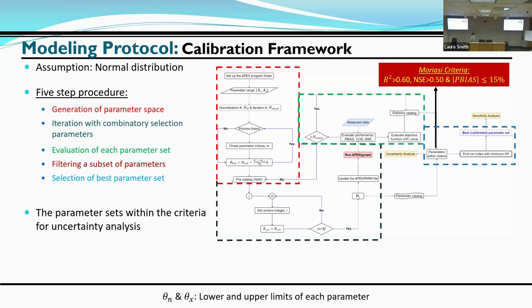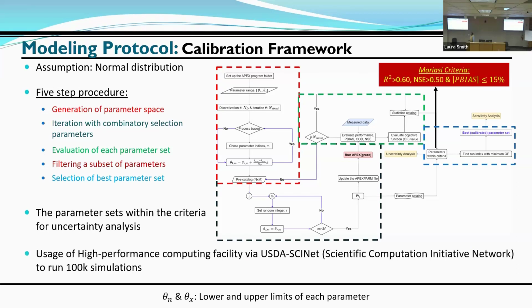The parameter sets within the monastic criteria were used for uncertainty analysis. Since running the model many times is computationally expensive, we sought help from a high performance computing facility via USDA SCINet to run even 100,000 simulations.